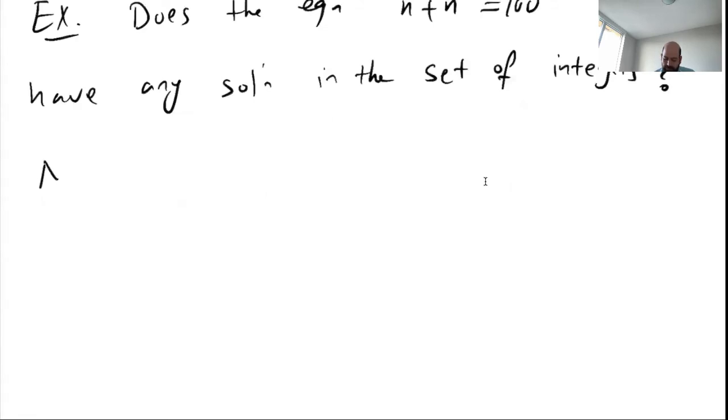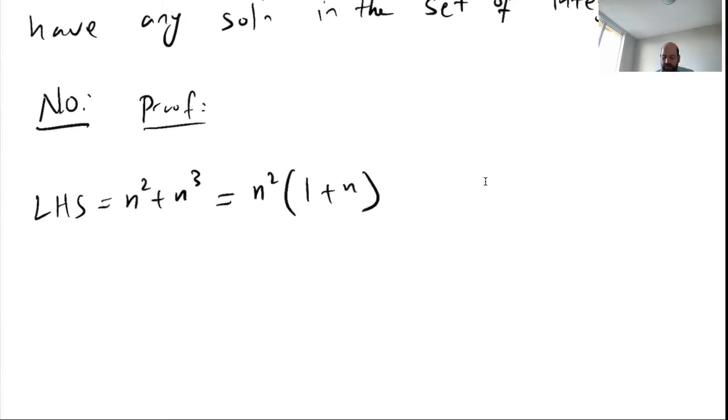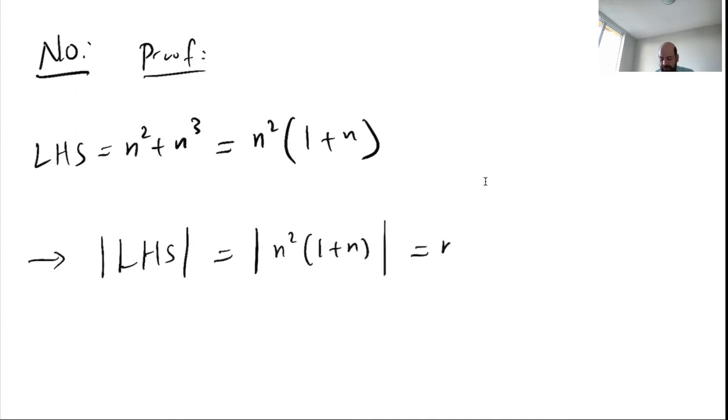So the answer is no. Let's see why. Proof. The left-hand side is equal to n squared plus n cubed. I can write this as n squared times 1 plus n. Now let's consider the absolute value of the left-hand side. The absolute value of the left-hand side is the absolute value of n squared times 1 plus n, and this is the same as n squared times the absolute value of 1 plus n.